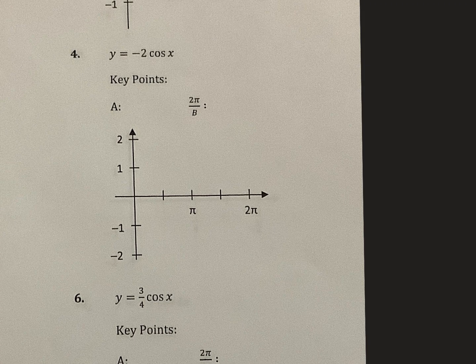Oh, let's look at number 4. Okay, what is our amplitude? 2, negative 2. It's always positive. Okay, what's the period? So it's 2 pi over 1 in this case, right? Because we're not multiplying anything by x. So it's just 2 pi. All right?